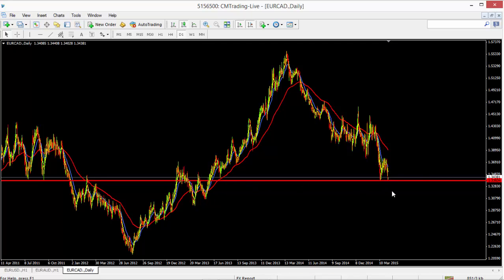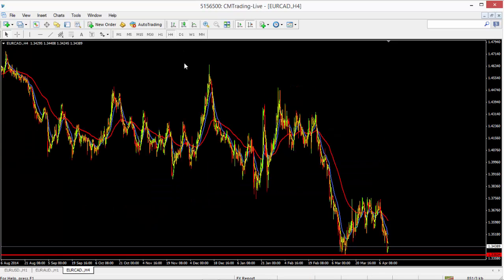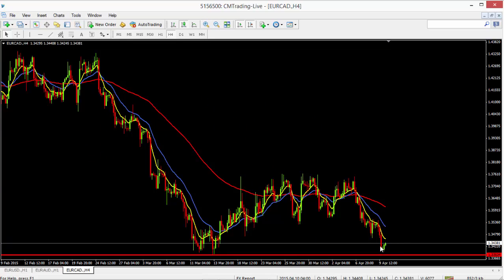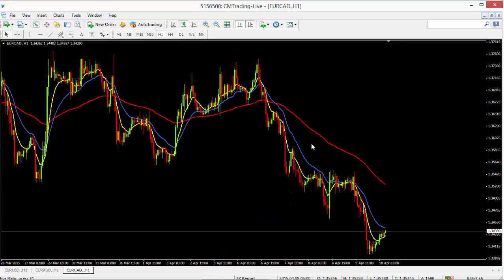So a break below that level will put me short. And if we go to the 4 hourly chart, I'd probably like to trade it here. Just zoom in a bit. There's potential for reversal, obviously, but a break below that support level, I'm certainly looking to short it. If we go to the hourly chart, we can see a little flag building. So yeah, I'm quite interested in the euro CAD.